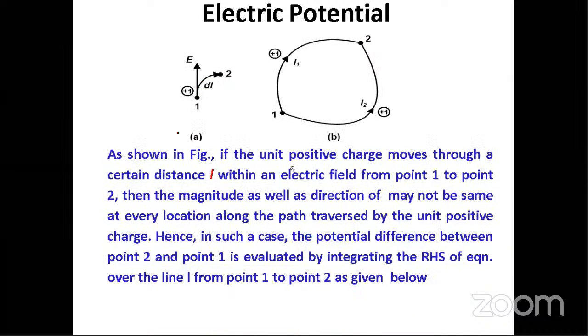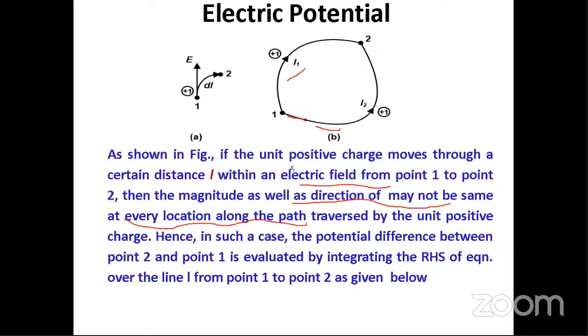Now in this figure, if you see that a positive charge moves through a certain distance L within an electric field from point 1 to point 2, then the magnitude as well as direction of E may not be the same at every location along the path traversed by the unit positive charge. When a unit positive charge moves from this place to this, this is the important thing you have to remember, the direction of E may not be the same at every location along the path.